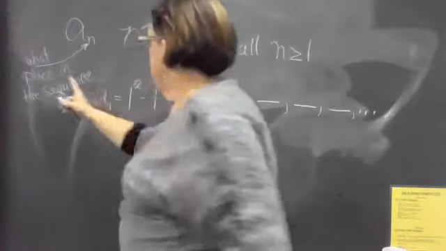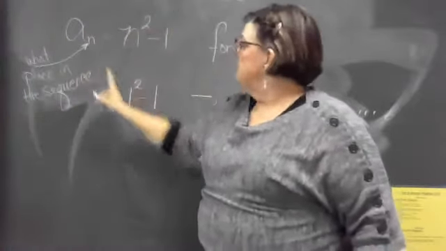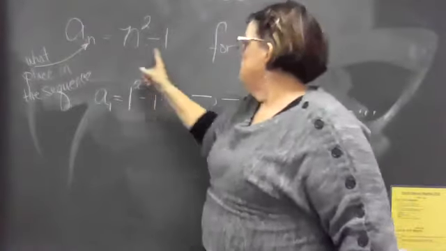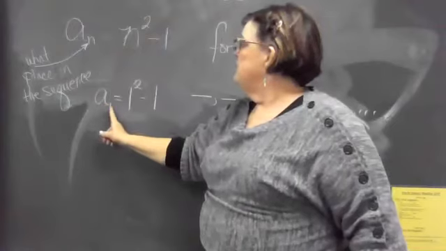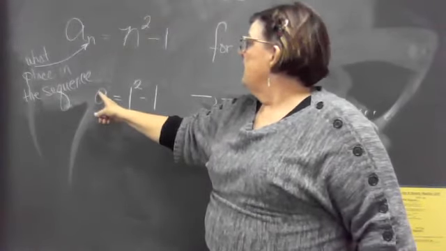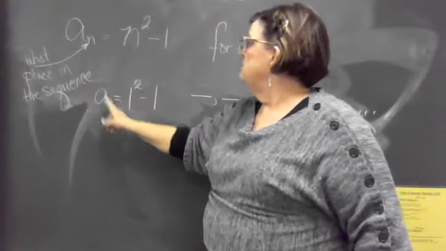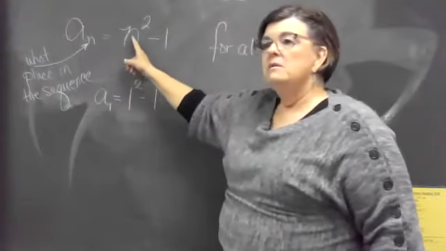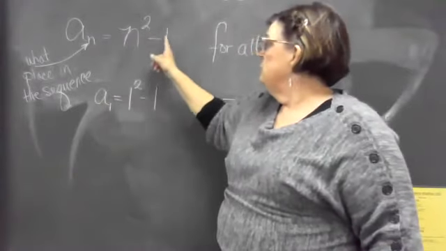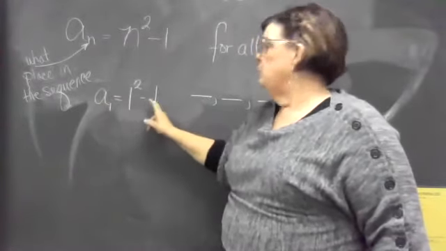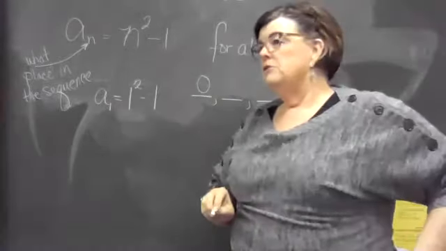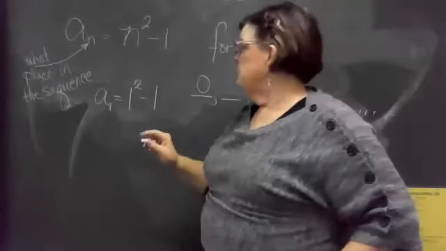So if I want to figure out what the first one is in this sequence, then this says it's the first item in the sequence. I would have to figure it out. This n and this n are the same thing. So first, I'm going to put 1 squared minus 1. That's 1 minus 1. So the first in the sequence is going to be 0. Y'all see? Let's keep going.